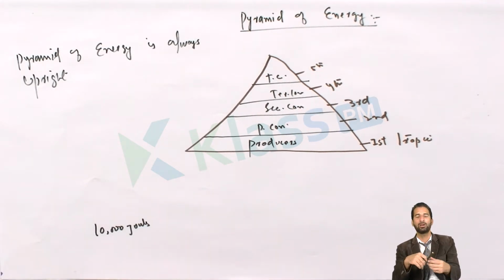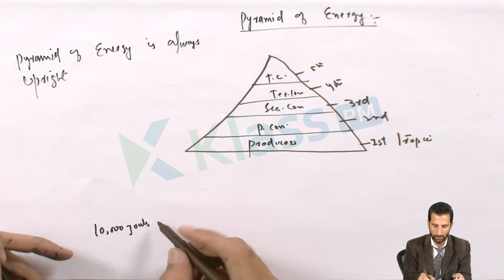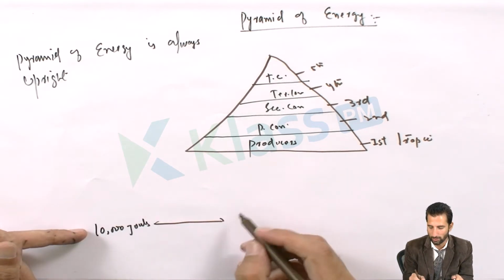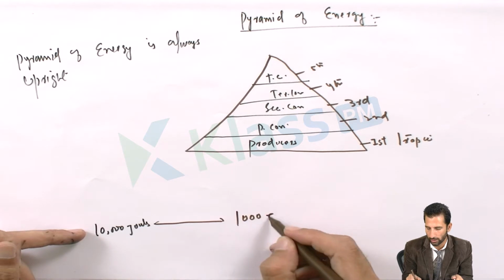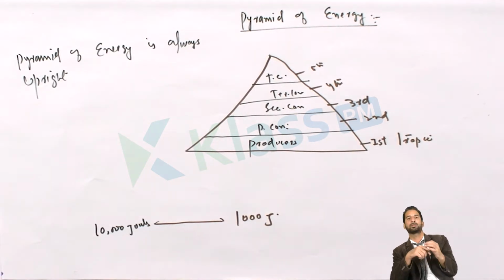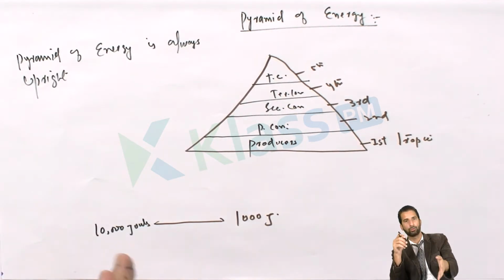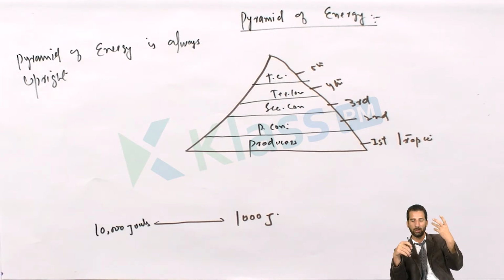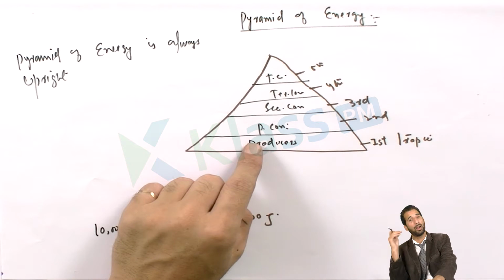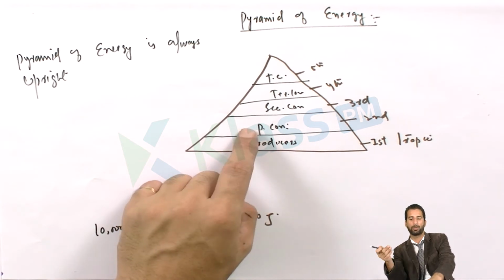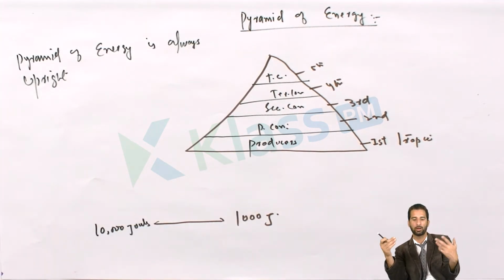Most of the energy would be utilized. And see, out of 10,000, only 1,000 joules are now available in the primary consumer. After it has consumed 10,000 joules, most of the energy is utilized. Now only 1,000 joules is present in this primary consumer. So please compare this. Producers had 10,000 joules, and now primary consumers have only 1,000 joules.